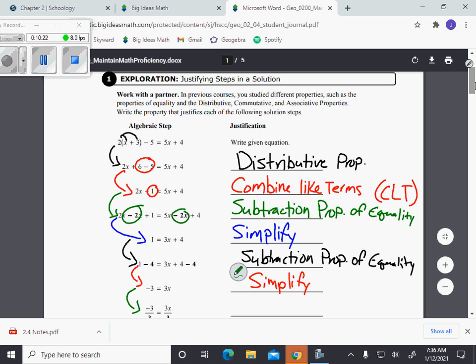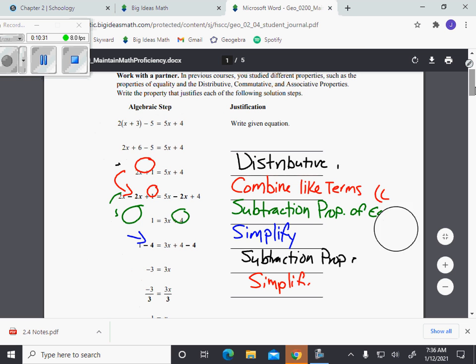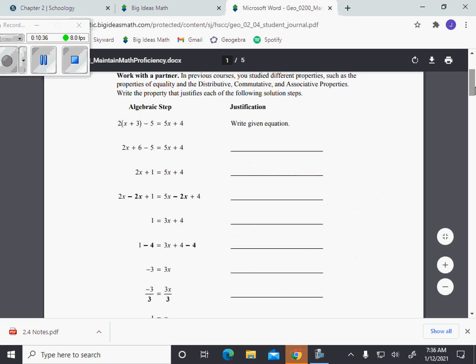I'll scroll down. I know everything's going to get kind of mixed up here, so I'm going to erase all this. Okay, we are right here. What happened? We're dividing on both sides, right? So division property of equality.